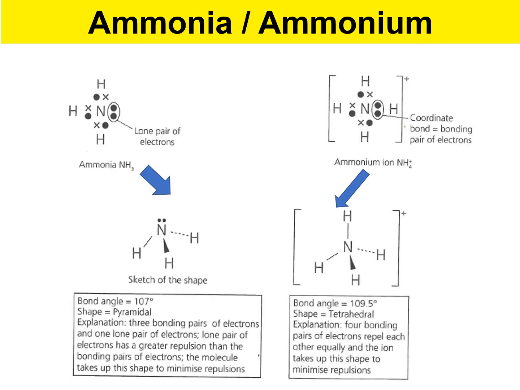This slide compares the ammonia molecule with the ammonium ion. In the case of ammonia, we have 3 bonded pairs and 1 lone pair, so the shape of the molecule is pyramidal. And in the ammonium ion, we have 4 bonded pairs of electrons, so the shape is tetrahedral. The angle decreases from 109.5 to 107 because in ammonia we have a lone pair of electrons, and the lone pair bonded pair repulsion is greater than the bonded pair repulsion.